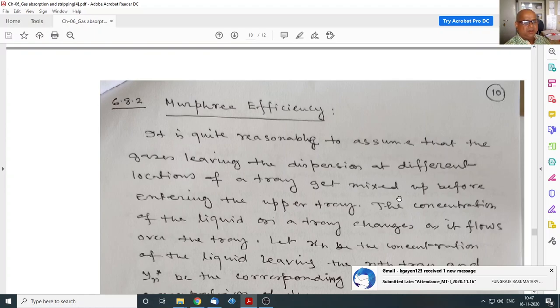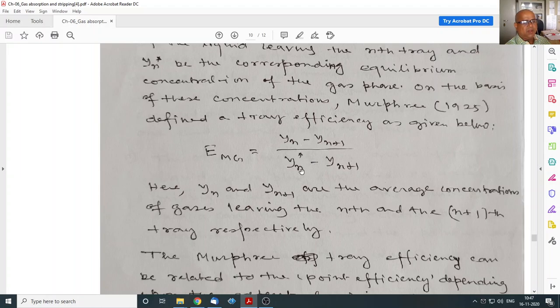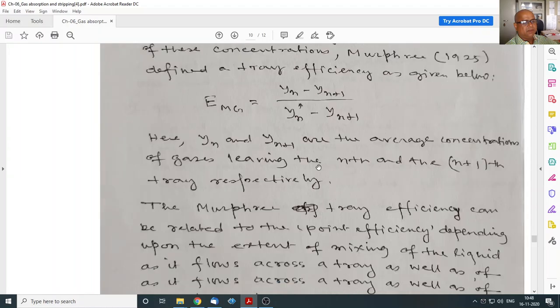So how is Murphy efficiency coming? It is the same thing, but instead of local, it takes the value over the plate: whatever the y_n going and y_(n+1) coming from the bottom, minus y star. So Murphy efficiency means tray efficiency. If we assume that the whole tray is behaving similarly, and I make the average of the point efficiency, then the Murphy efficiency will come.